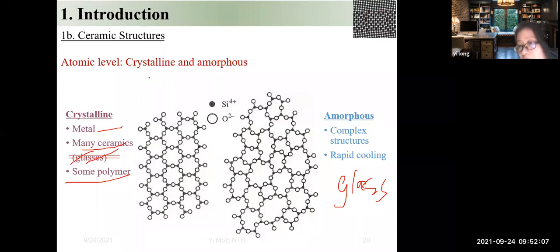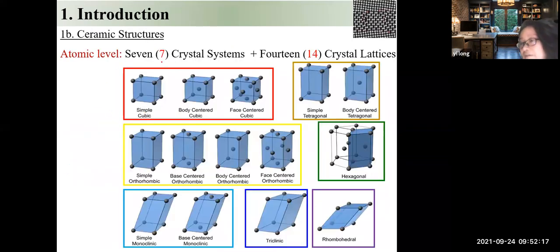So at the atomic level, we know the big distinction is crystalline and amorphous. Now let's try to understand what's in crystalline. In crystalline, you have 7 crystal systems and 14 crystal lattices. You also learned this before, right? The cubic, the tetragonal, the orthorhombic, the hexagonal, the monoclinic, the triclinic, and rhombohedral. In the cubic, we have simple cubic, body-centered, FCC. All this you learned before. I just summarized everything in the same slides for you to clarify.